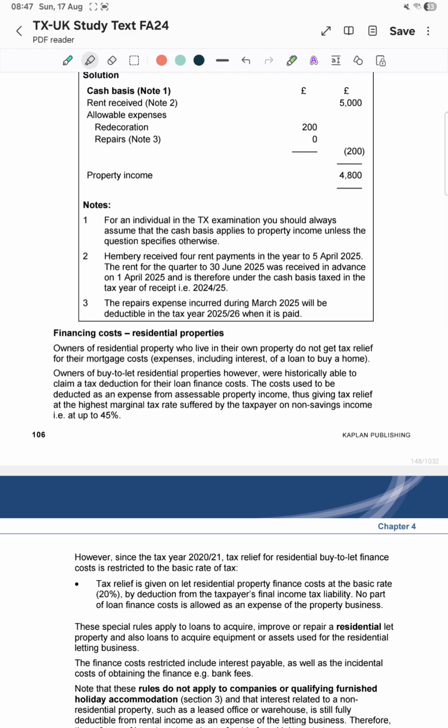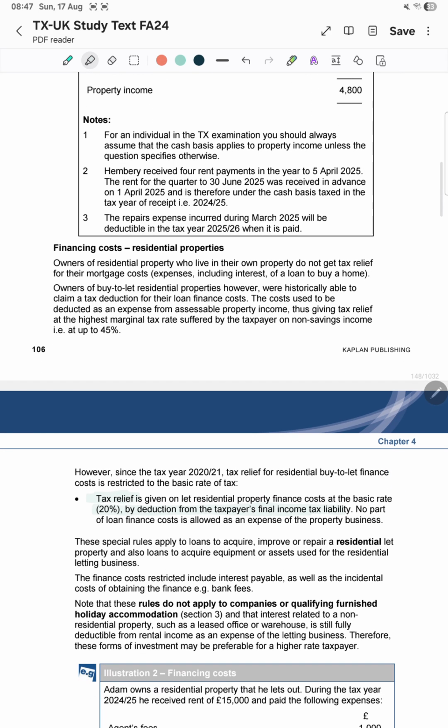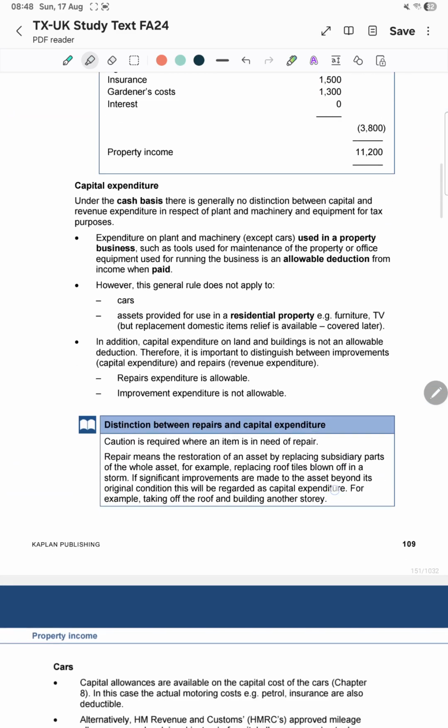Again, what the simple rule was, 20% deduction from taxpayers' final income tax liability. The tax relief is provided, which means it will not be deducted from the property income as an expense. Rather, 20% relief will be provided from final income tax liability. Let's read this. Tax relief is given on let residential property finance costs at basic rate 20% by deduction from taxpayers' final income tax liability. No part of loan finance cost is allowed as an expense of the property business. I hope this is clear. Again, then there are certain illustrations.